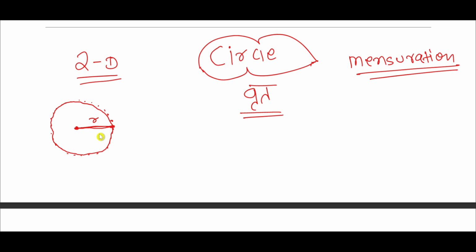The distance between the fixed point and the point path is called the radius. If you know the radius of any circle, then you can easily calculate the rest. Radius is represented by r. Diameter means what? Diameter is 2 times the radius. Like that, if you measure this length and extend it till here, so r plus r means diameter, represented by d, and d equals 2r.